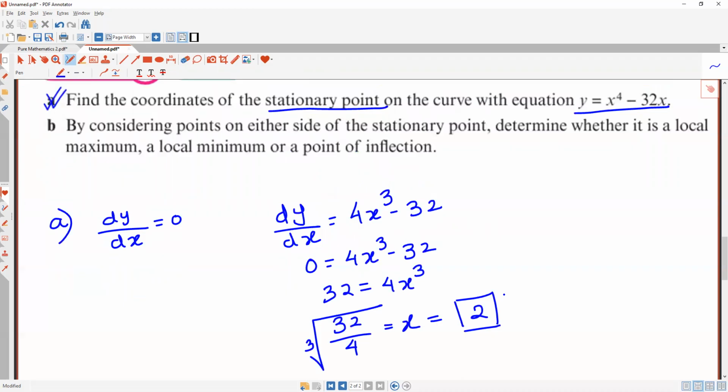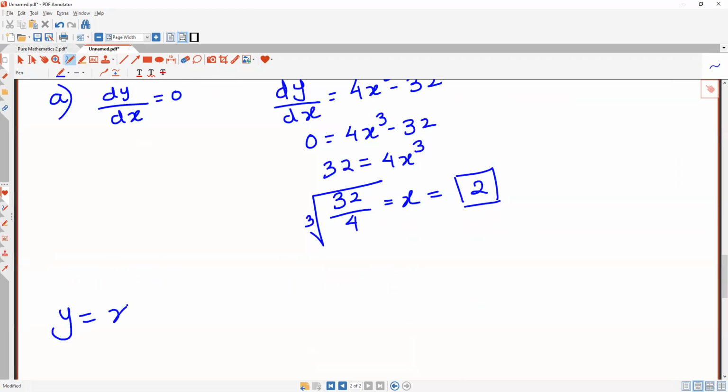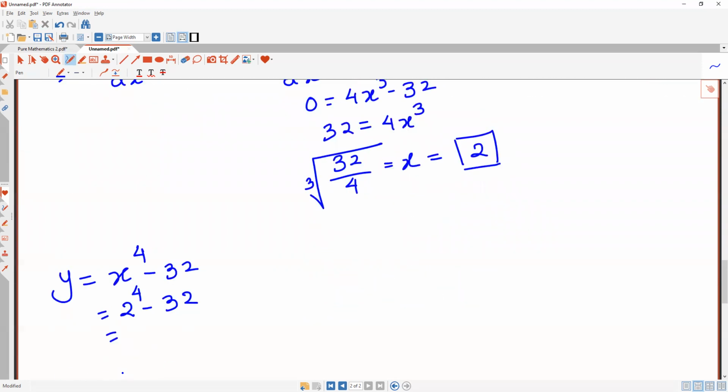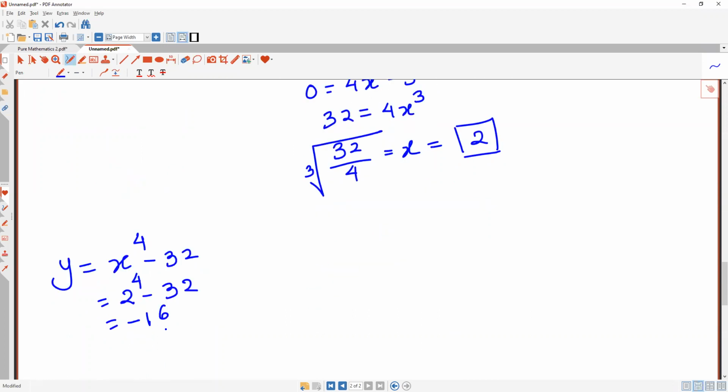Now let us find the y coordinate. For the y coordinate, your main equation is x raised to 4 minus 32. So in place of x, you write 2 raised to 4 minus 32. How much is it? It is minus 32. 2 raised to 4 minus 32. I'm getting minus 16 as the answer. Some of you guys got 48. How is that possible? Some of you guys gave me this. 48 is the answer, if I remember. Yes, minus 48. Oh, I think I made a mistake. 4x cube minus 30.